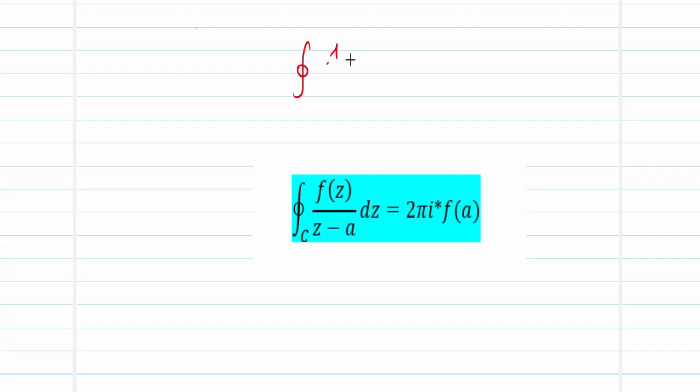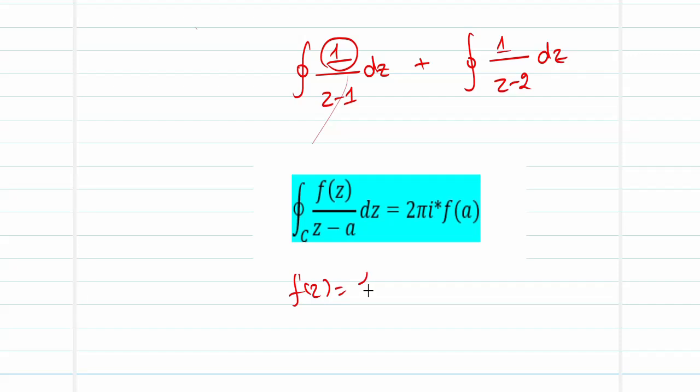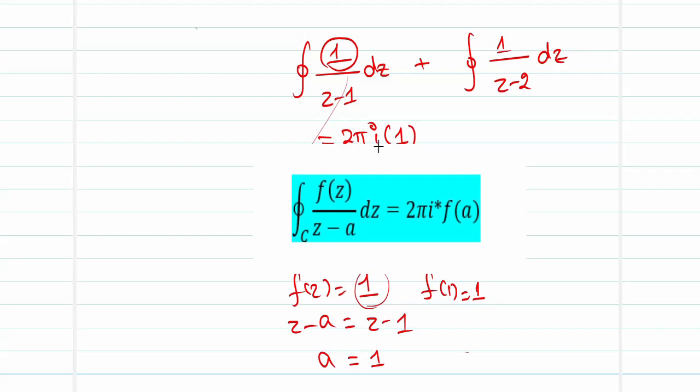What is my first integral? 1 divided by (z − 1) dz. What is my second integral? 1 divided by (z − 2) dz. Now identify what is going to be in place of f(z). In place of f(z), I have 1. In place of z − a, what do I have? I have z − 1. So a takes the value 1. What is on my right hand side? The right hand side is going to be equal to 2πi times f(a). So f(a) is f(1). What will be f(1)? Do you have any z for replacement here? No. So f(1) remains 1. So it becomes 2πi times 1.